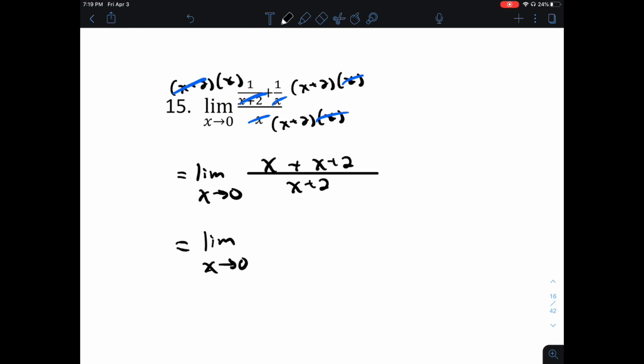Simplifying some more, we can combine like terms. We got the limit as x approaches 0 of 2x plus 2 over x plus 2. Nothing seems to cancel.